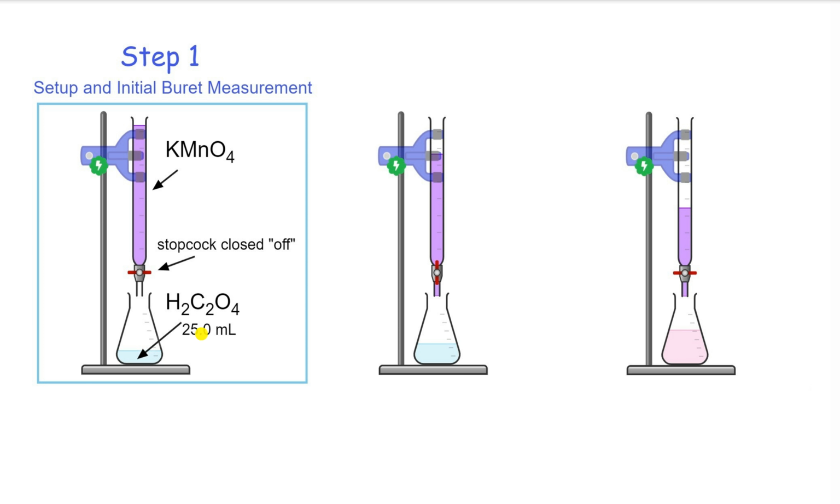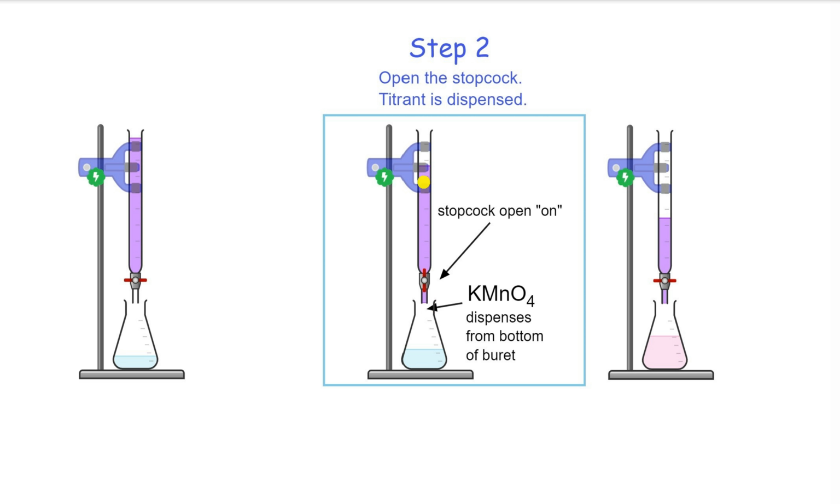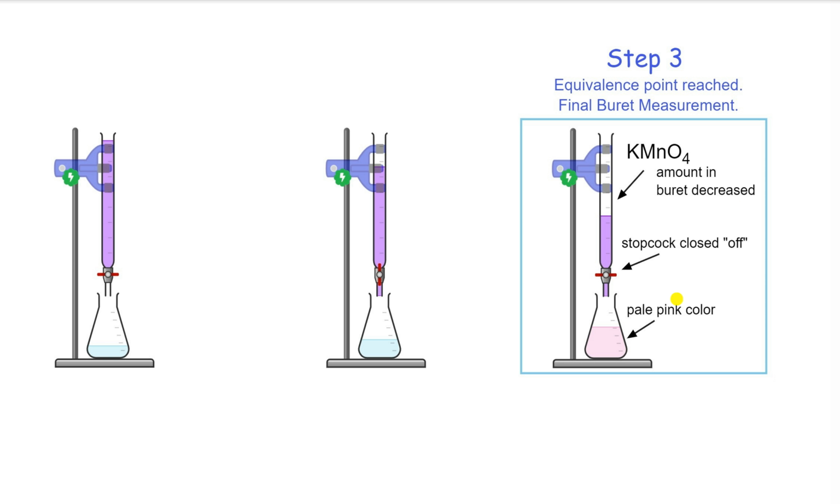Step 2 of our titration, once we're all set up, we open the stopcock. Now that is in the vertical position. Now you'll see that the solution from the burette is dripping out. You'll notice that the volume has gone down a little bit. And so we are now going to react that potassium permanganate with the acid. We continue adding the titrant until we know that the reaction is complete. And for this particular reaction, we know it's complete when we reach the pale pink color in the flask.